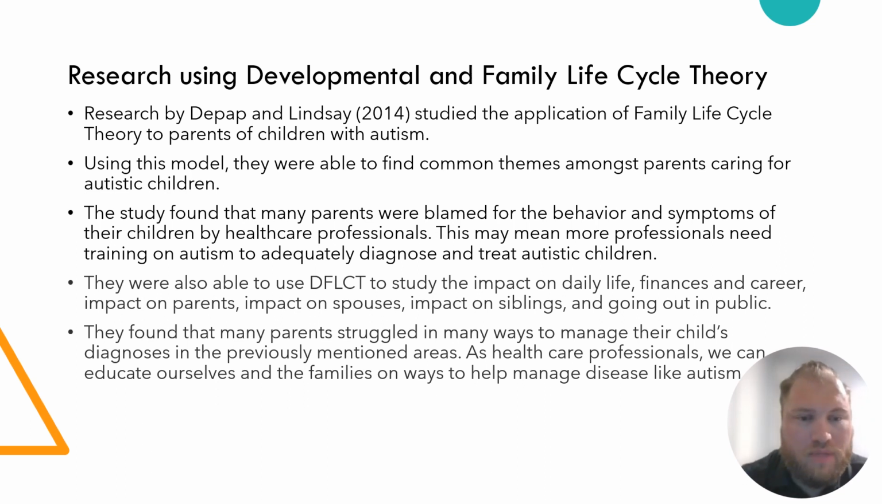Next, they were also able to use DFLCT to study the impact on daily life, the finances, career, impacts on the parents, impact on the spouses, impact on siblings, and what that did to the family trying to take an autistic child out into public. One of the main things they found was that many parents struggled with all of these things in different ways, but many of them maybe didn't feel they had the support to manage the child. Autistic kids might have temper tantrums in public, things like that. And so we as healthcare professionals, if we're educated, we can give advice to parents to help manage those behaviors in a positive way that can help take some of the stress off of taking care of an autistic child.